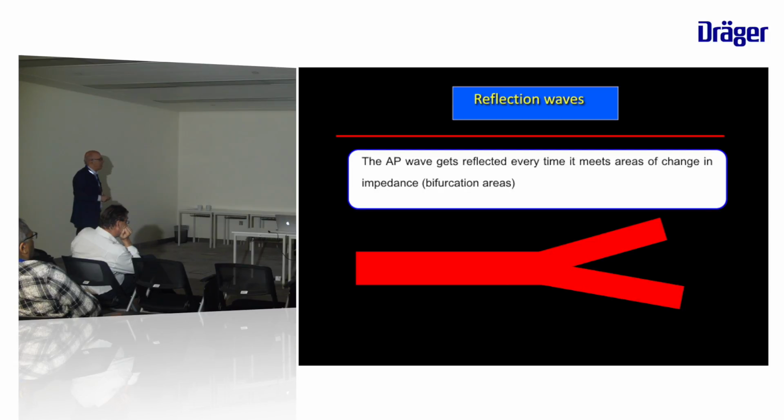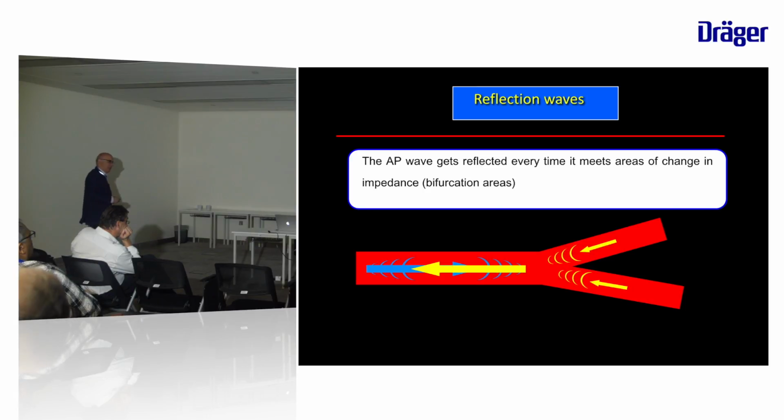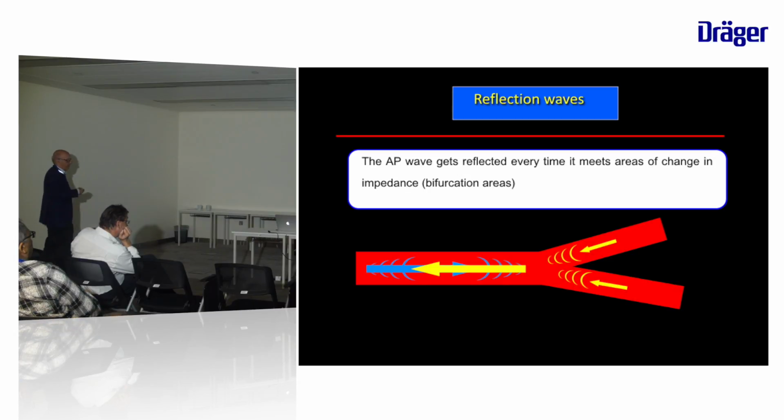The reflection waves occur every time that we have the pulsatile curve of the pressure, which is reflected back by the elasticity of the more peripheral vessels, and especially at the bifurcation.